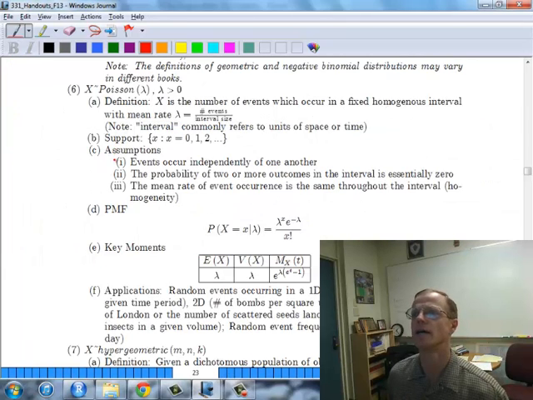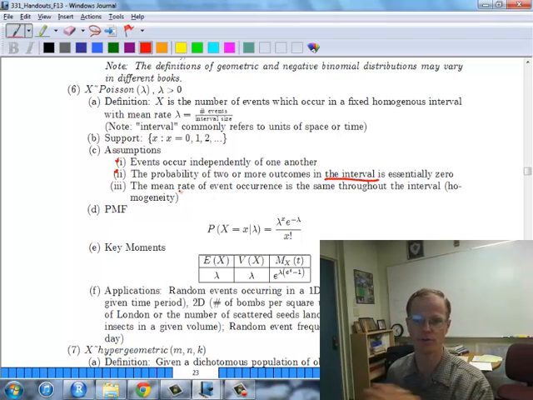Okay, let's see here. Probability mass function. Boom, we got it right here. It's a beauty. And then the assumptions: events are independent. Two or more outcomes in a sufficiently small interval is essentially 0. I should elaborate on that. And you have the same probability of the events occurring throughout. It's homogeneous.